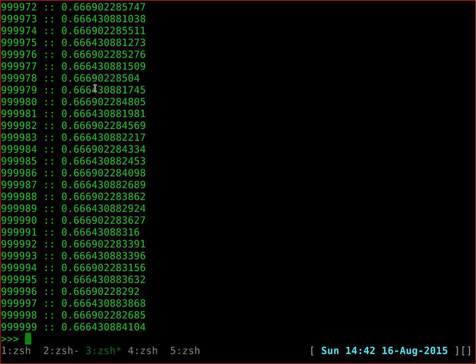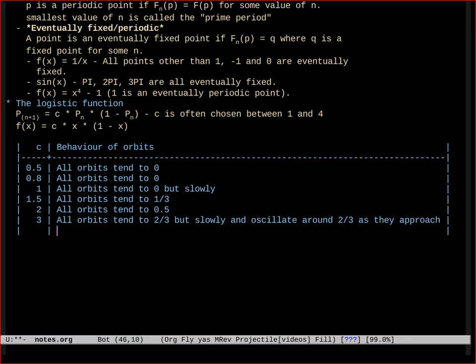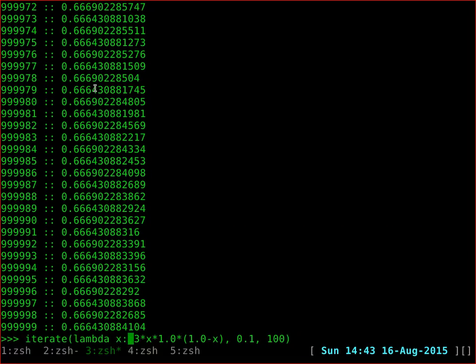You can see it slowly oscillates around 0.66666. A bit less, bit more, bit less, bit more. And it goes around there and finally converges to 0.6666. You can increase this as much as you want. So with 3, all orbits tend to 2/3, but slowly, and oscillate around. So that's the behavior over there.